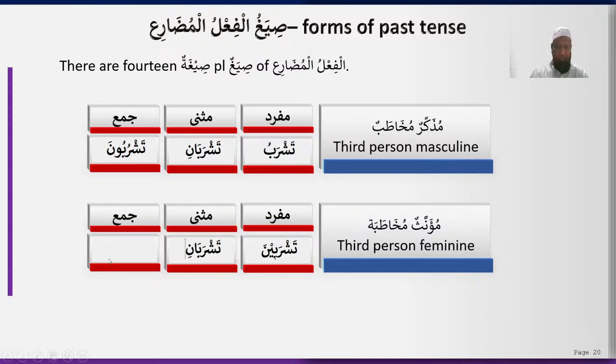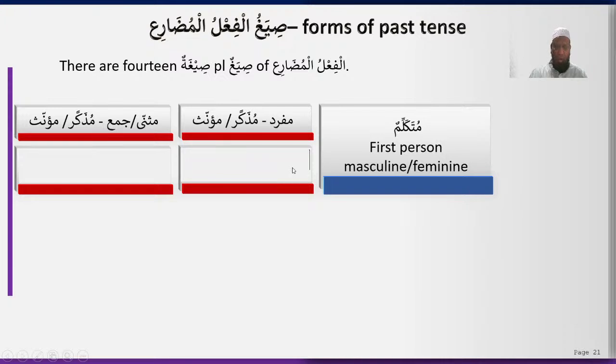تشربان for مثنى and for جمع تشربن مبني على السكون لاتصاله بنون النسوة. So these are the 6 مخاطب sigas: تشرب, تشربان, تشربون, تشربين, تشربان, تشربن.